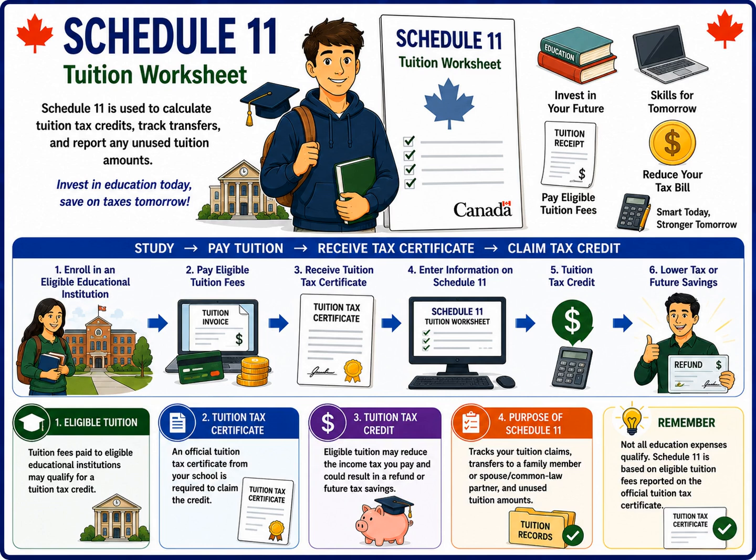First, the student enrolls in an eligible educational institution. Next, eligible tuition fees are paid. After the tuition has been paid, the educational institution issues an official tuition tax certificate. During tax preparation, the information from that certificate is entered on Schedule 11. Certified tax software then calculates the tuition tax credit, which is transferred to the taxpayer's T1 general return. Depending on the student's income and tax situation, the credit may reduce income tax payable, create future tax savings, or be available for use in another year.